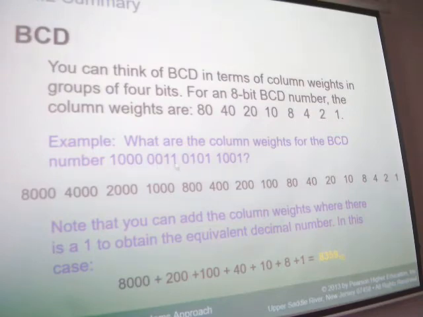And this is 40, 80, 100, 200, 400, 800, 1,000, 2,000, 4,000, 8,000.